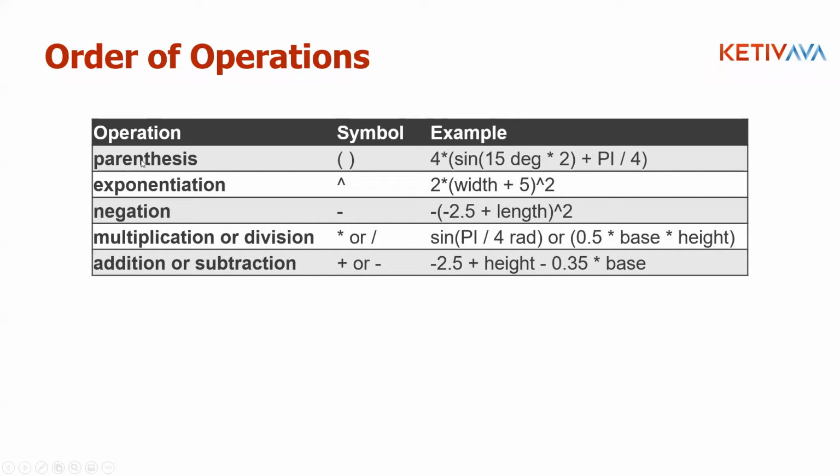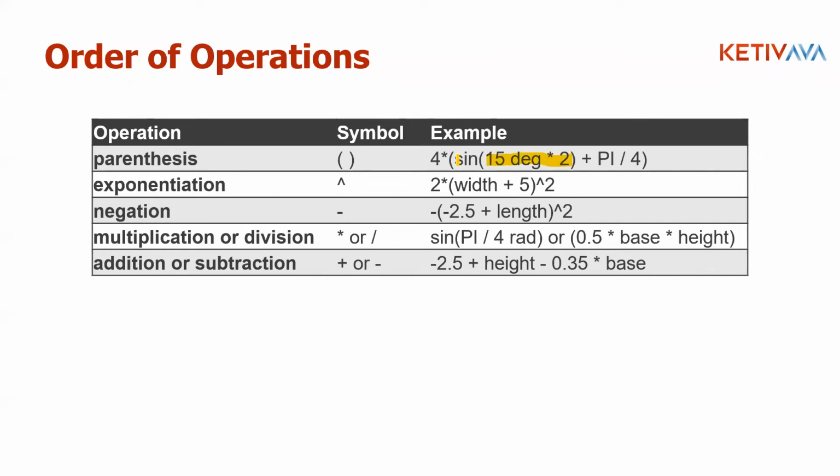So Inventor is going to evaluate everything in parentheses first. And if there are multiple sets of parentheses, it evaluates from the innermost parentheses to the outermost parentheses. So for example, in this, let me turn on my highlighter here so we can see. So this is the innermost set of parentheses here. So it's going to evaluate this first. So it's going to do 15 degrees times 2. The result would be 30, right? So it's done that first.